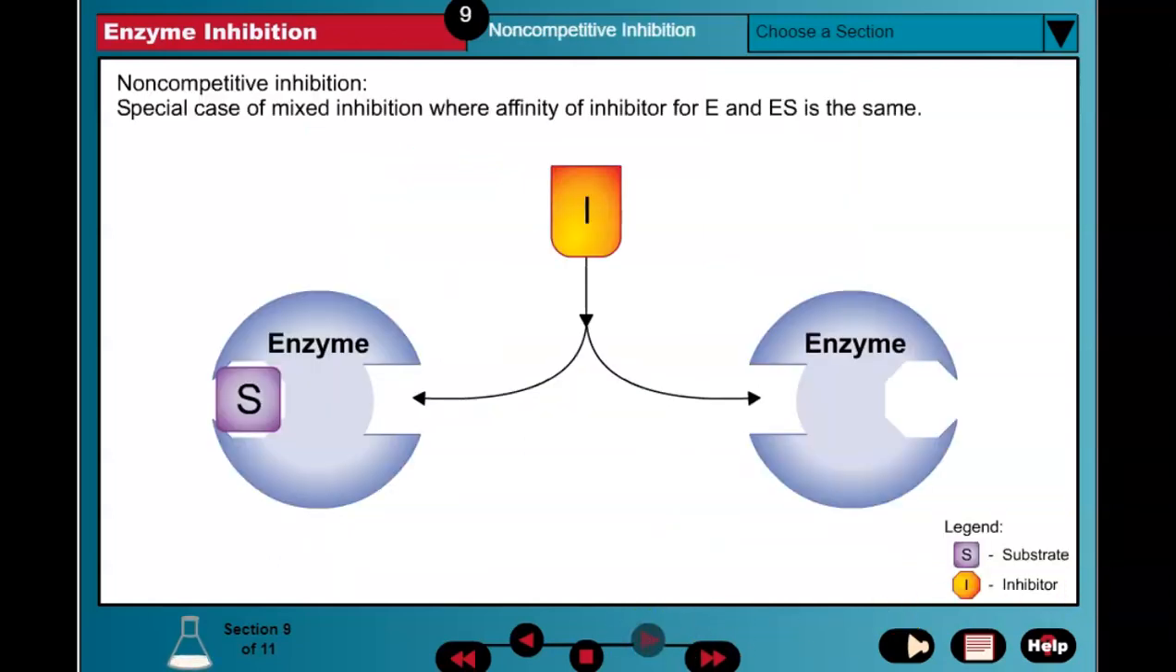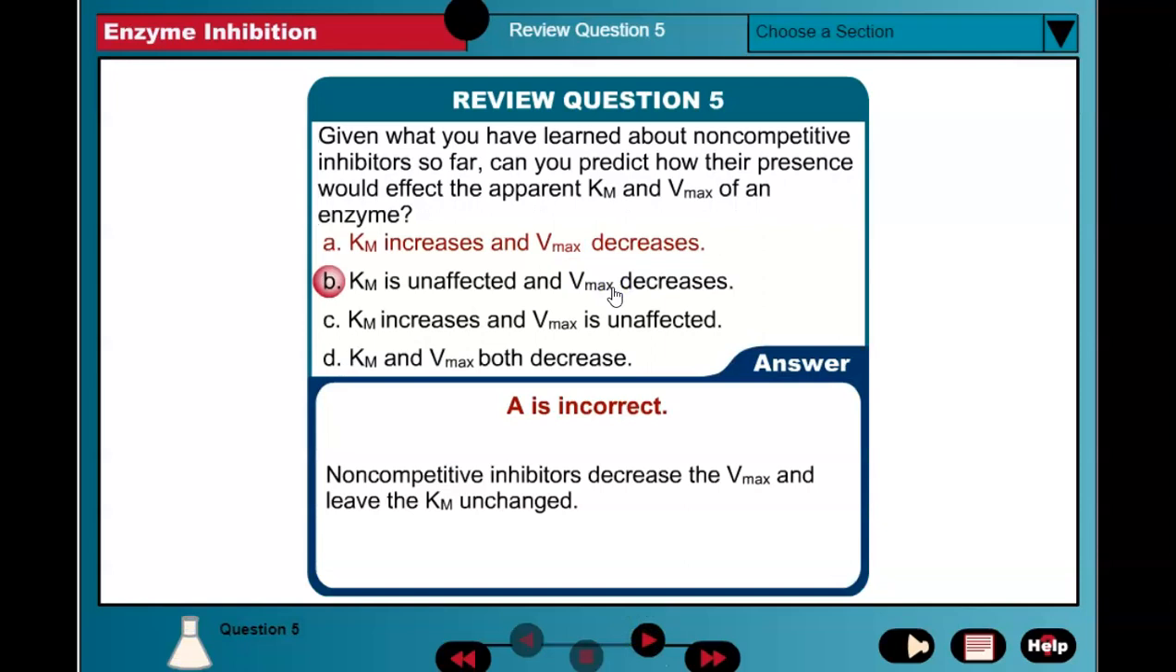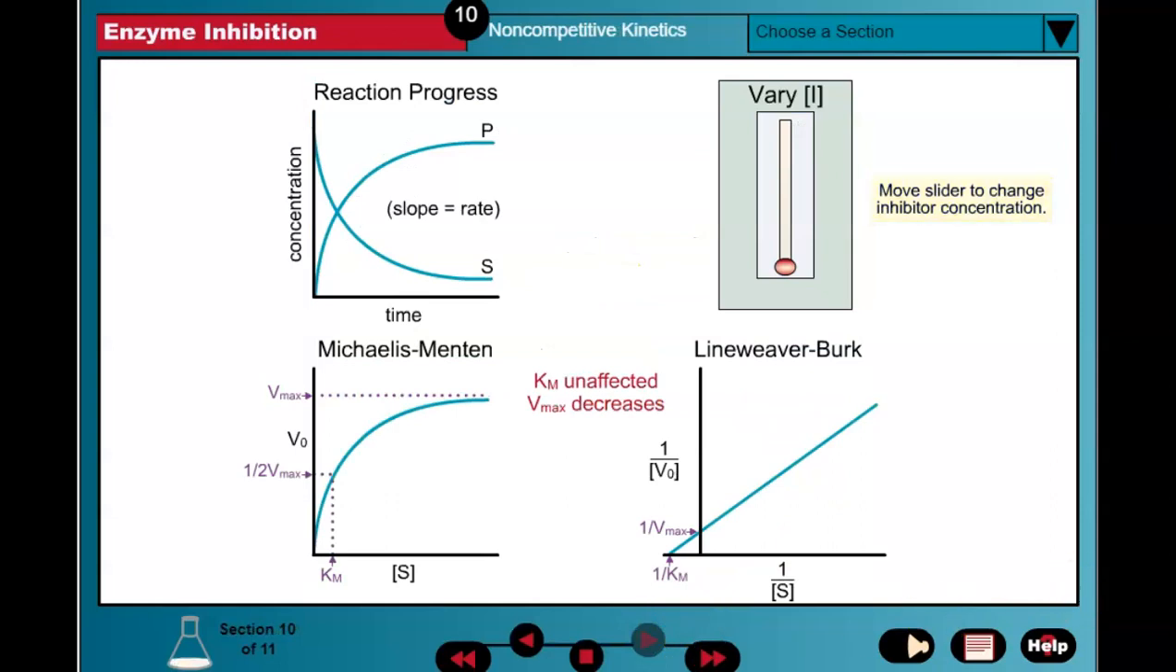Noncompetitive inhibition is a special case of mixed inhibition where the affinity of inhibitor for E and ES is the same. Steady-state experiments performed in the presence of a non-competitive inhibitor demonstrate a decrease in Vmax, yet Km is unaffected.